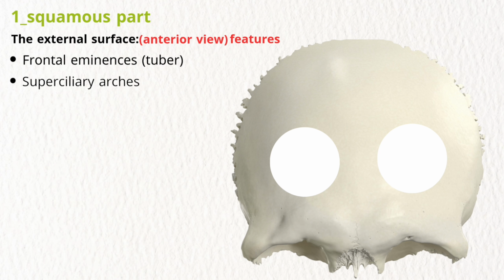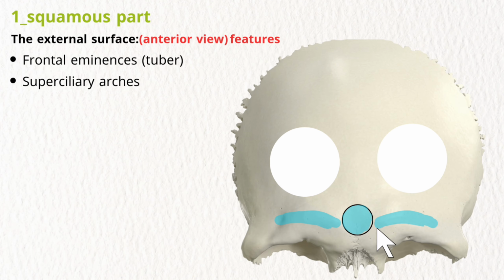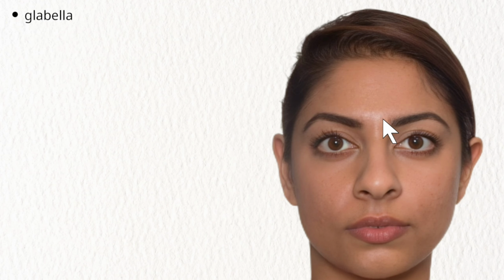Superciliary arches. Thick curved ridges lie a little above the medial portions of the supraorbital margins. They are well developed in males and less marked or even totally absent in females. Superciliary arches join to form the glabella. It's a smooth area of the frontal bone, located just above the root of the nose.